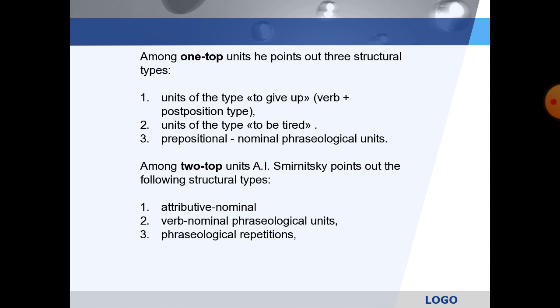For example, high road. In other cases, the second component is idiomatic. For example, first night. In many cases, both components are idiomatic. For example, red tape, blind alley, bed of nails, shot in the arm, and many others. And the next, B, is verb nominal phraseological units. For example, to read between the lines, to sweep under the carpet, etc.